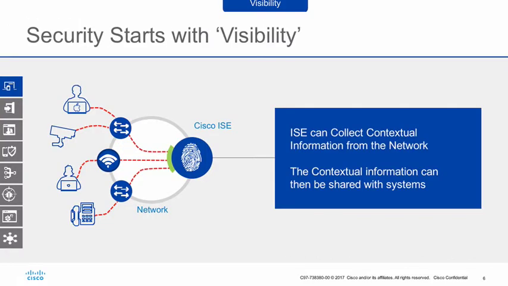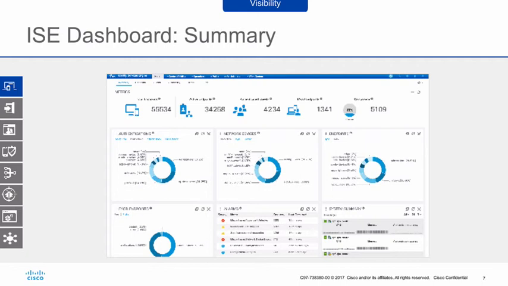So let's dive first into visibility, and what does that mean? Well, ICE, while it's doing its next-gen access control, is also collecting a bunch of information about that user and that device on the network. And we're going to talk about how it does that in the next set of slides here.